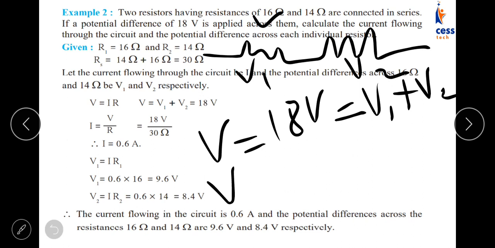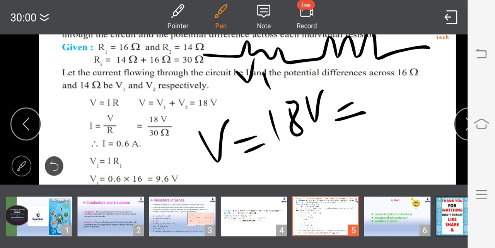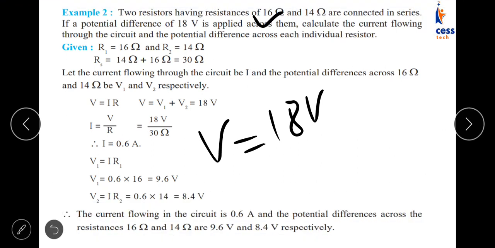So what we can do is apply Ohm's law. Ohm's law is V is equal to IR. So see, you can observe here V is equal to IR and V1 plus V2 is equal to 18 volt. And you can write the current I will be V by R. Okay, so V is 18, R is 30 ohm, you get the current as 0.6 amperes.